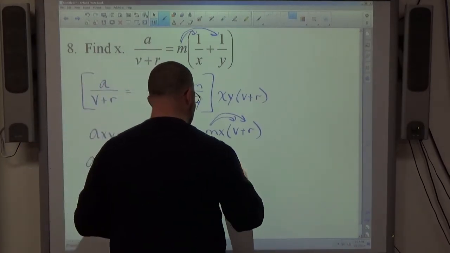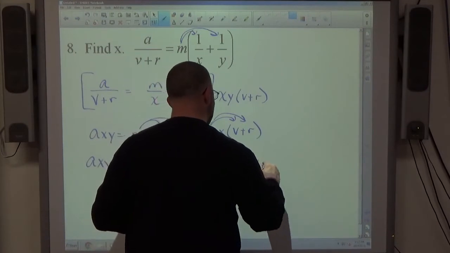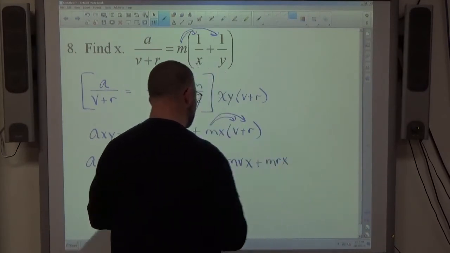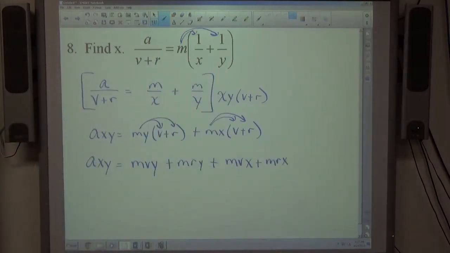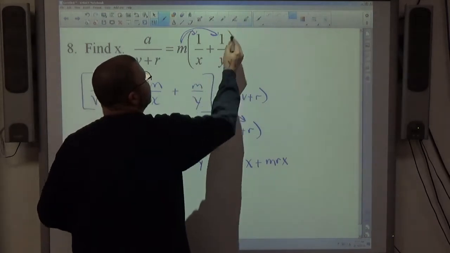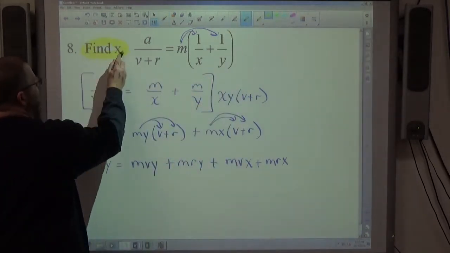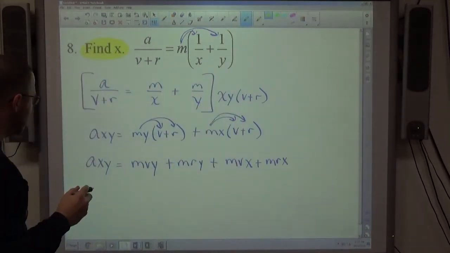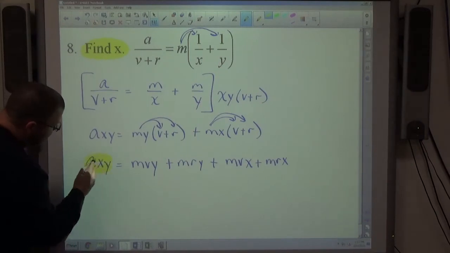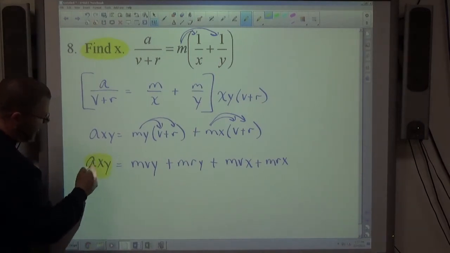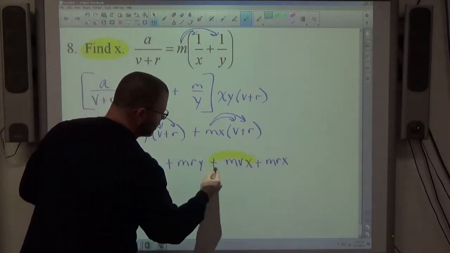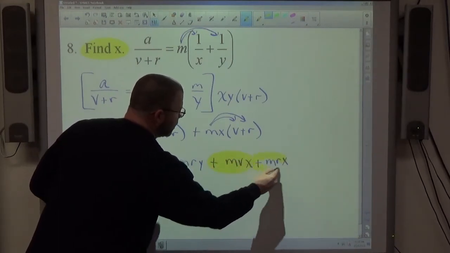plus mvx plus mrx. So you get yourself down to a point where you got a bunch of terms, no fractions, everything has whatever letters it has in it. And at this point, this is when this really matters now. It says find x. So at this point, anything containing x is more important than everything else. So this has an x in it, this doesn't, this doesn't, this does, and this does.